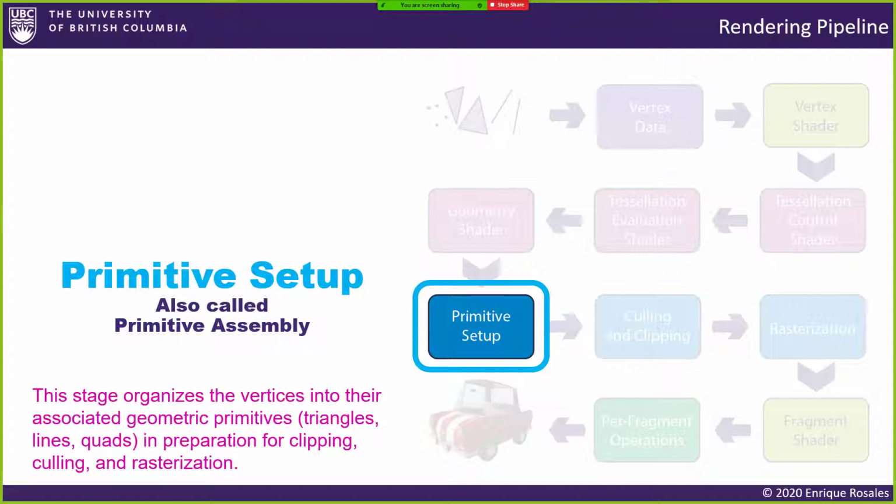So what the primitive setup does is recover the connectivity information, because at this time the vertex data, vertex shader, the tessellation, and the geometry shader are all working exclusively on vertex level. The primitive setup recovers that connectivity information that is stored internally and creates new triangles or quads, and prepares everything for the next stages, which are the culling and clipping and rasterization.